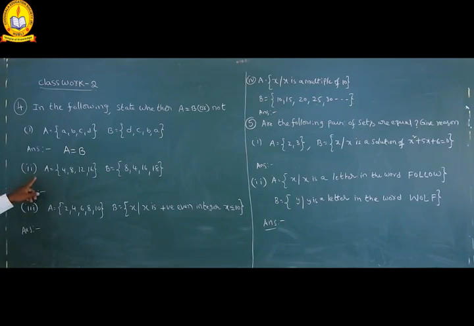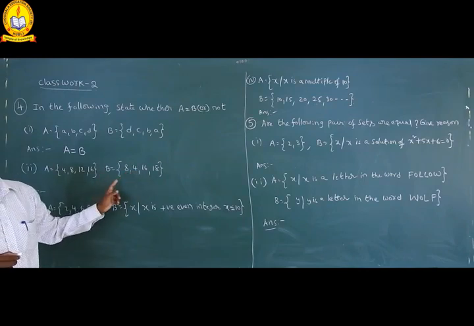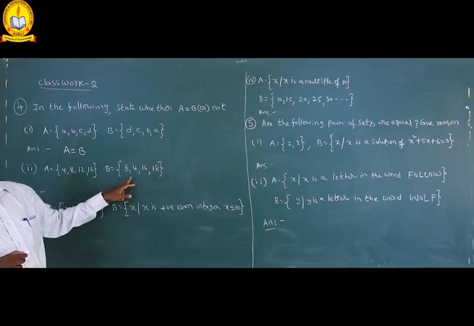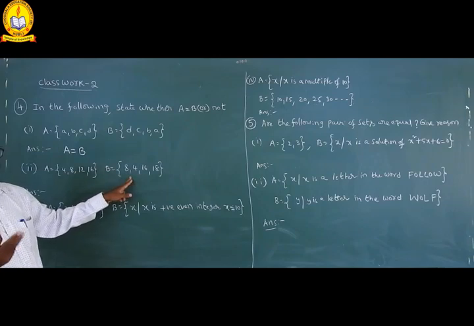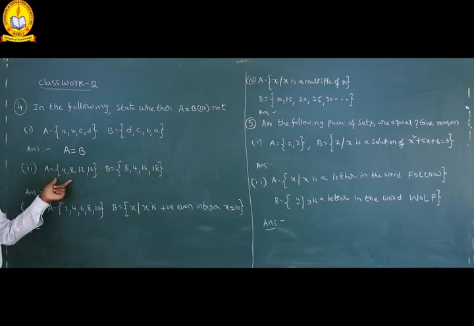Next, second: set A is equal to {4, 8, 12, 16}, set B is equal to {8, 4, 16, 18}. Are these two sets equal or not? Here element 12 is there, but in set B, 12 is not there. 12 does not belong to set B. And 18 is in set B, but 18 is not in set A. That's why these two sets are not equal. The number of elements is equal, but they are not the same elements. So set A is not equal to set B.